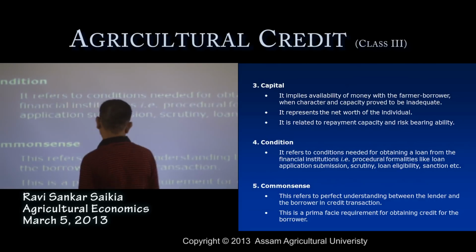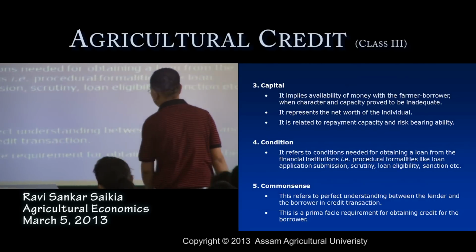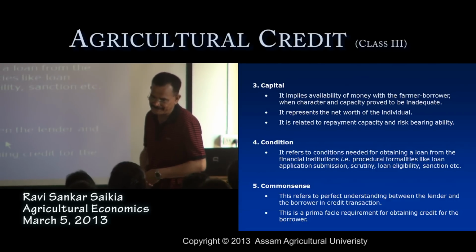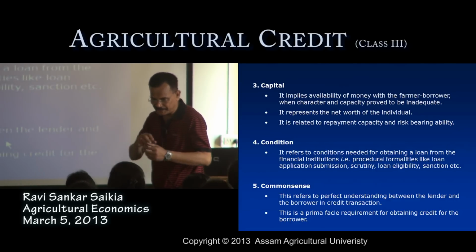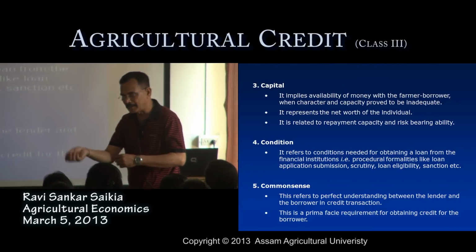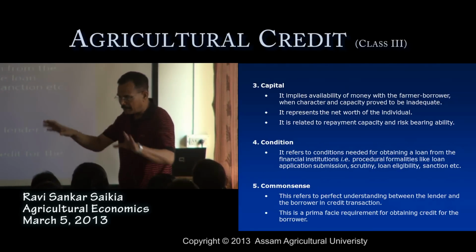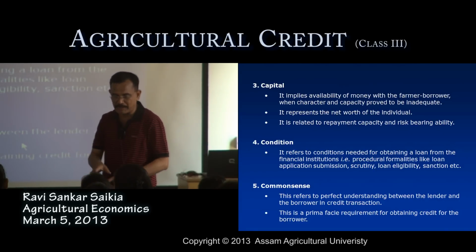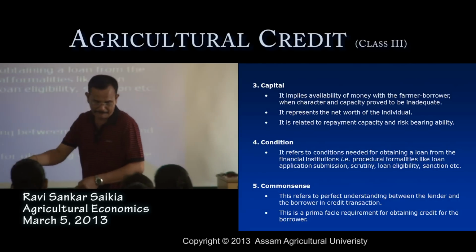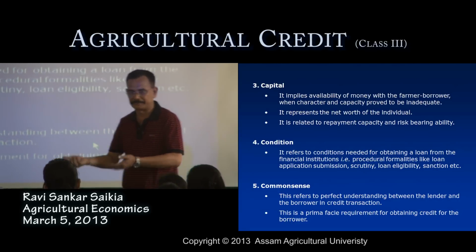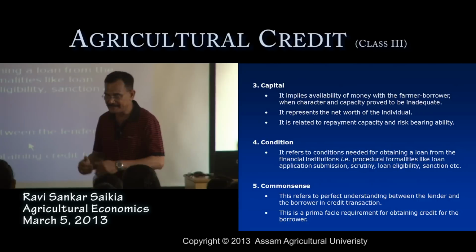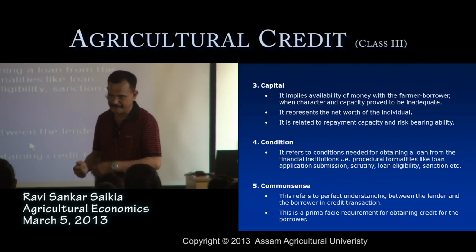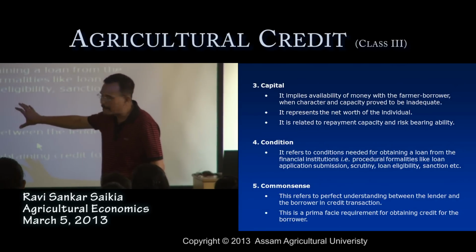And the last one is common sense. Common sense refers to the perfect understanding between the lender as well as the borrower in a credit transaction. That is, there will be better understanding between the borrower as well as the banker. The banker also looks for all the conditions to be preferable by the borrower, as well as the borrower also having faith in the banking organization. That is, the bank will help us when we need. This type of understanding exists with both borrower as well as banker. Okay, and all these things are considered in the form of common sense.